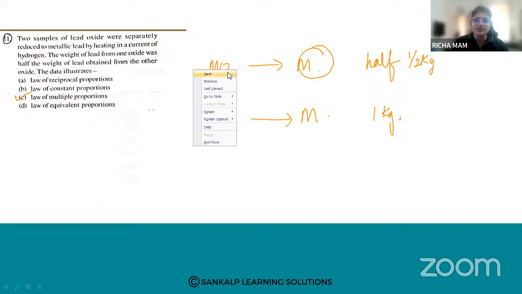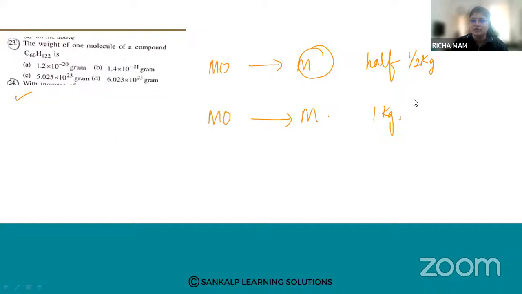Okay, let us go for the next one. The weight of one molecule of a compound C60H122 is. So we have to find the weight, which means we have to find the molecular weight.